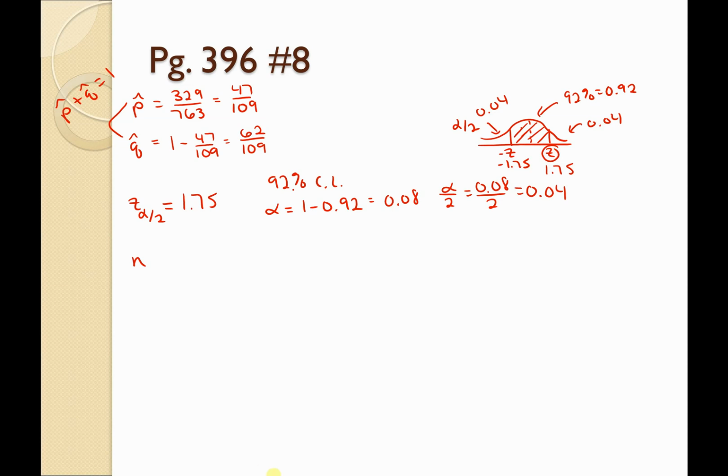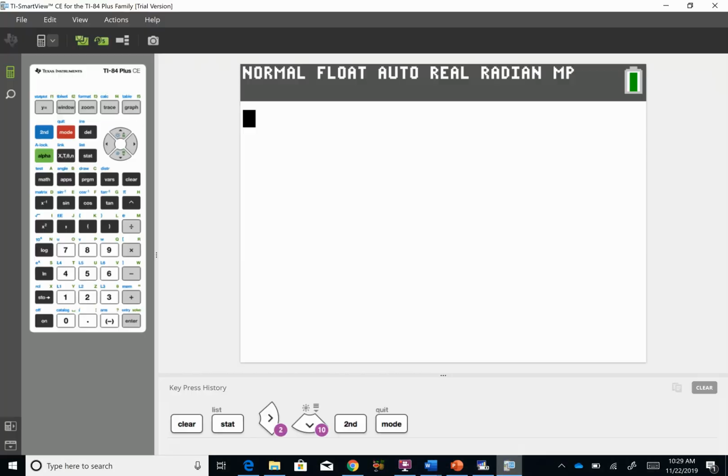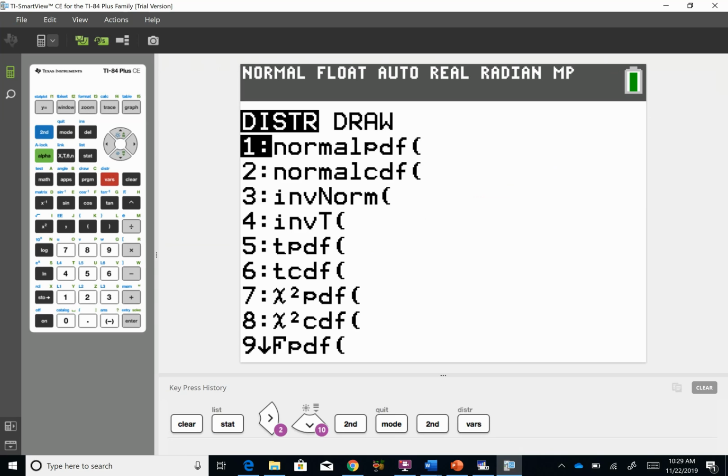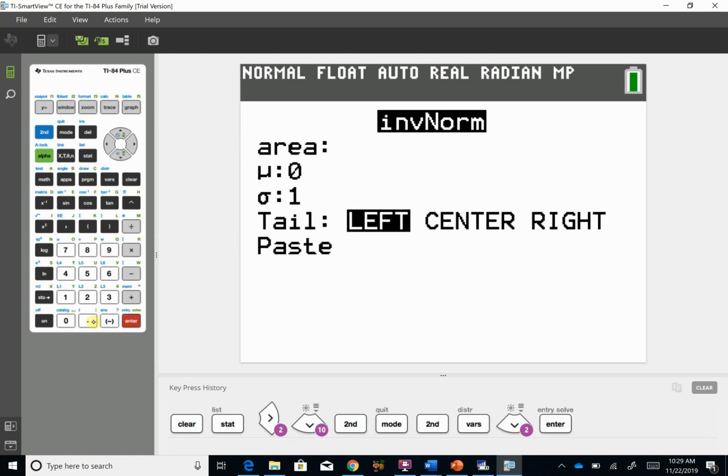Calculator-wise, I know more of you have been converting to the calculator. So let's check that out. To find z sub alpha over 2 using the calculator, we go second, distribute, so second vars. If we did normal CDF, we would input z values and get an area out. If we do option 3, that's when we have an area and we go in reverse and we get the z values. But the area we enter needs to be that alpha divided by 2. It needs to be the area to the left of the z value we're trying to find.